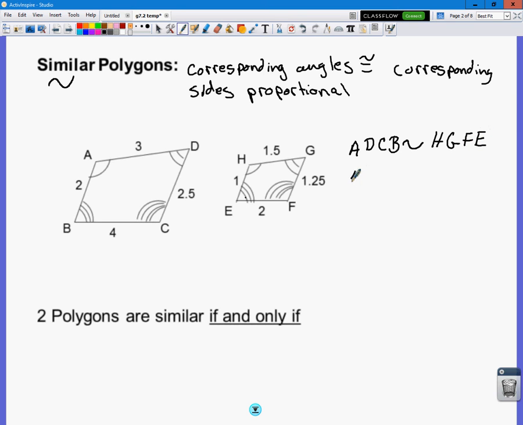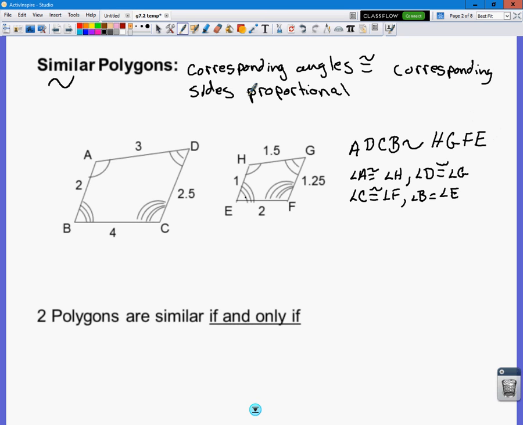And we can see that angle A is congruent then to angle H. Angle D is congruent to angle G. Notice they're in the same corresponding spot. Angle C is congruent to angle F. And angle B is congruent to angle E. And again, we can see C and F, B and E are in the same corresponding places.